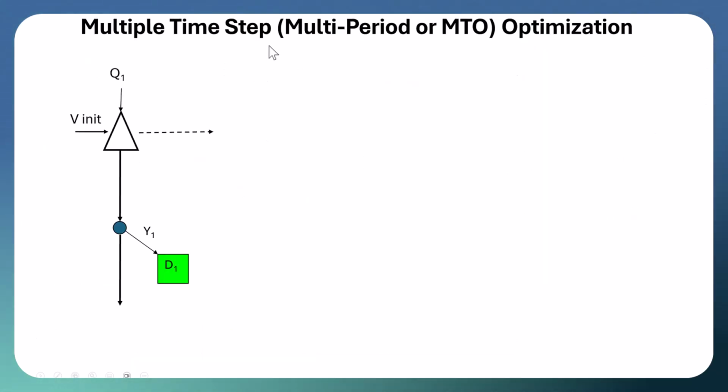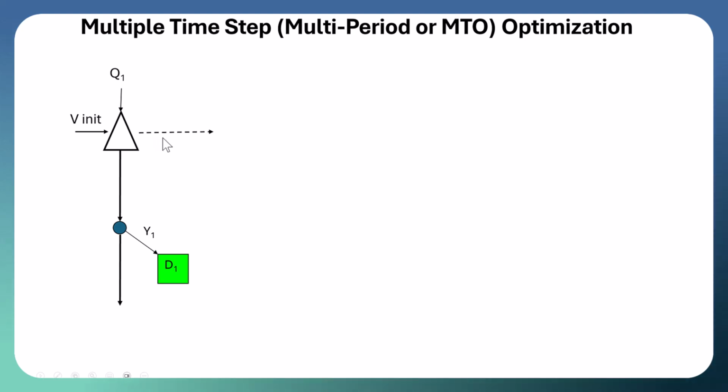So the multi-period or multiple time step optimization is demonstrated on a very simple example here. We're looking at one reservoir which has a known inflow for the first time step, and it has a known starting storage. We have 2 river reaches and 1 water user. The dashed line represents the storage value at the end of this time step.